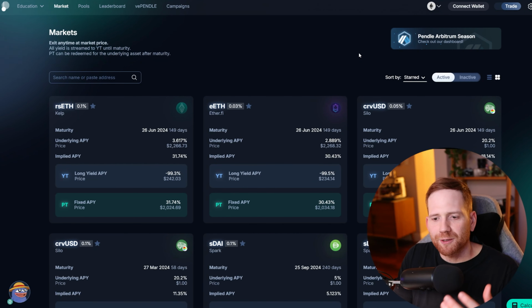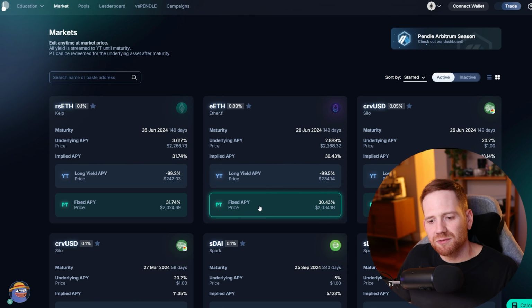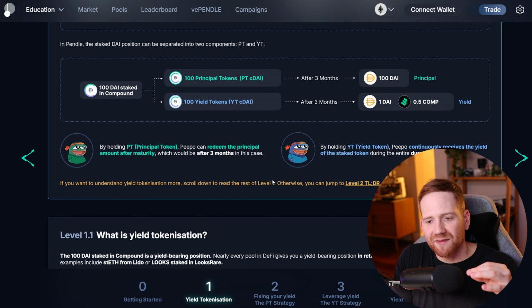If you're asking where the yield comes from, Pendle is able to take a yield-bearing asset and split it into two components, the YT, which represents the yield token, as well as the PT, the principal token. Typically in DeFi, you're paid a yield for agreeing to stake your token with their product. For this example, if we were to take 100 DAI staked in Compound, typically after 3 months, we would get back our principal of 100 DAI, as well as any yield we might have earned, which could be in Compound tokens. But what Pendle has done is now taken that same token and split it into two different workflows.